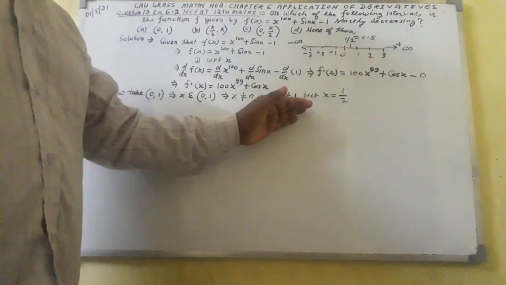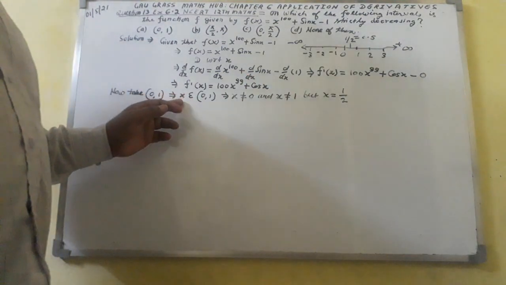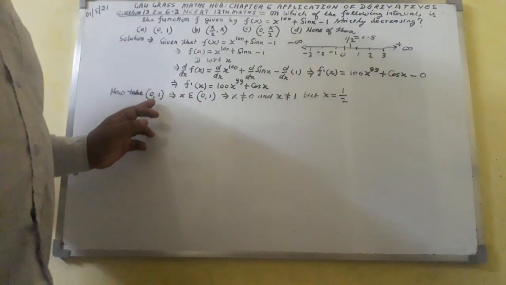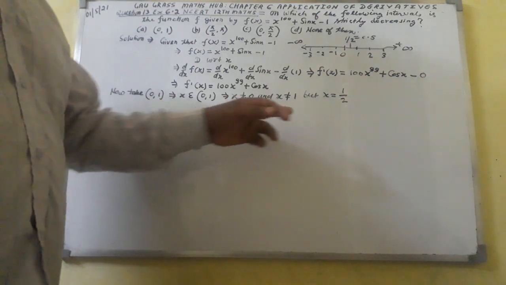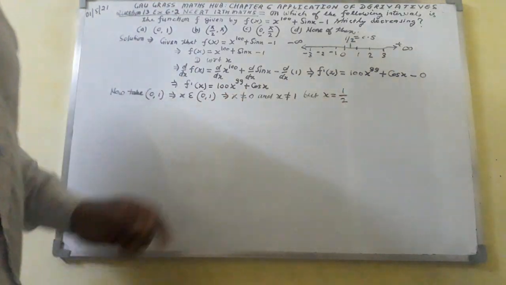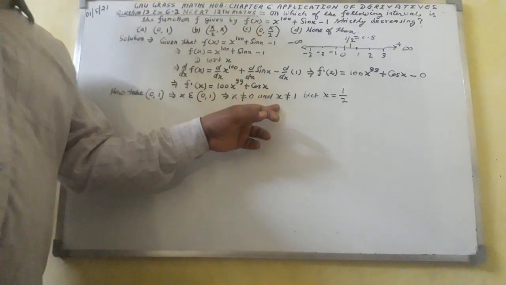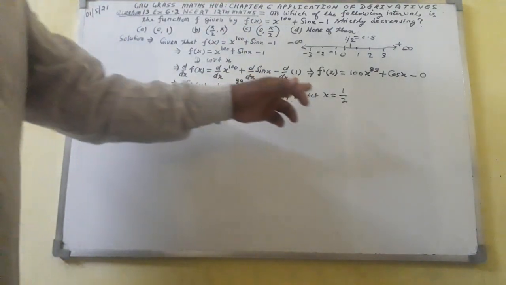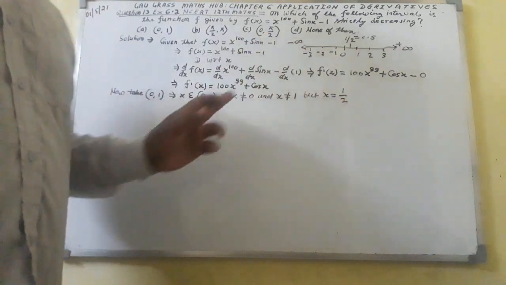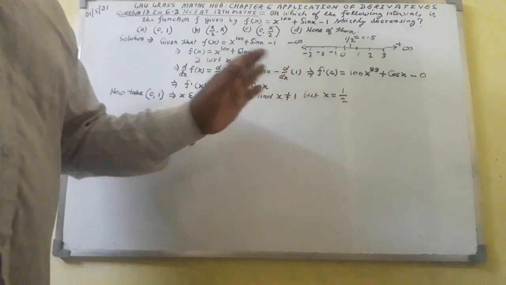So this is the proper definition of the open interval (0, 1). Value of x will not be equal to 0, value of x will not be equal to 1, but the value of x will be equal to 1/2. This is the definition of the open interval (0, 1).